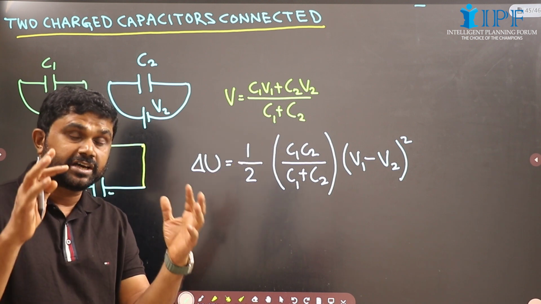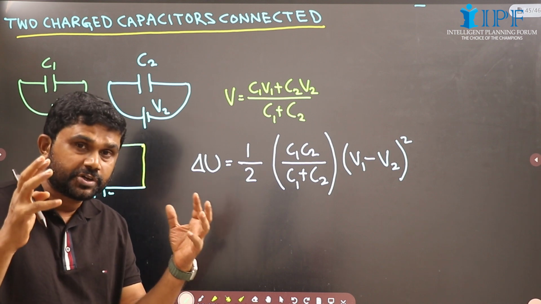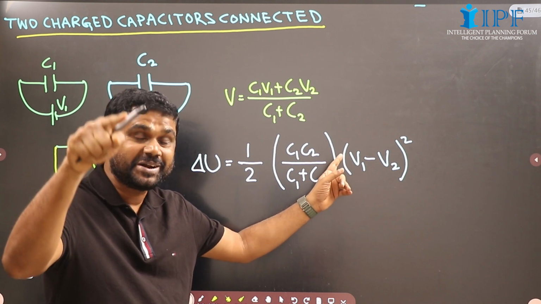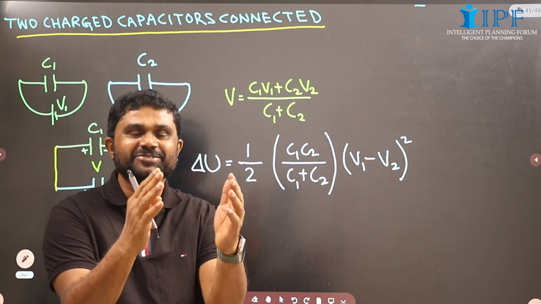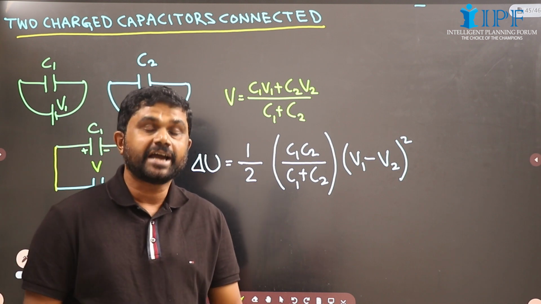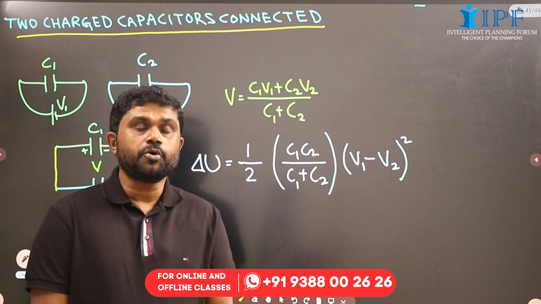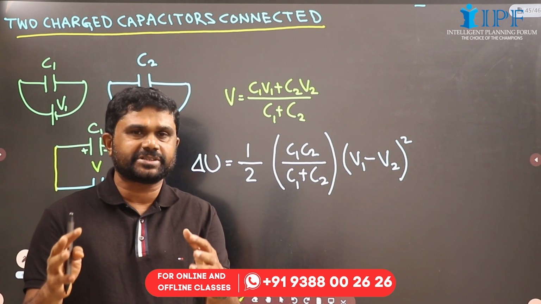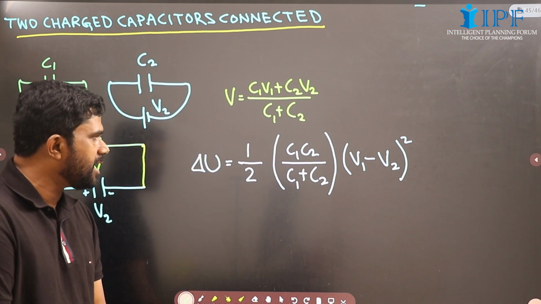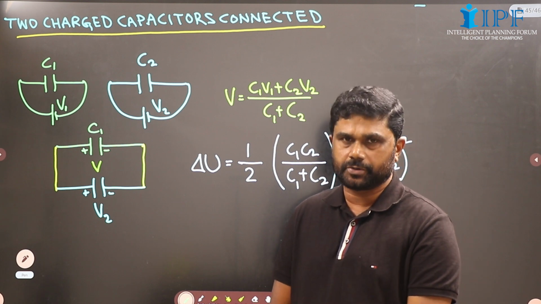In that situation there was some loss of kinetic energy, and the loss of kinetic energy is given by the beautiful expression half m1 m2 by m1 plus m2 into (u1 minus u2) whole square. What is u1? It's the initial velocity, or velocity of the first body before collision. And what is u2? It's the velocity of the second body before collision. Similar form here also: the energy lost will be half C1 C2 over C1 plus C2 into (V1 minus V2) whole square.